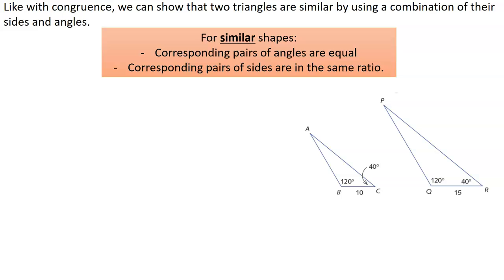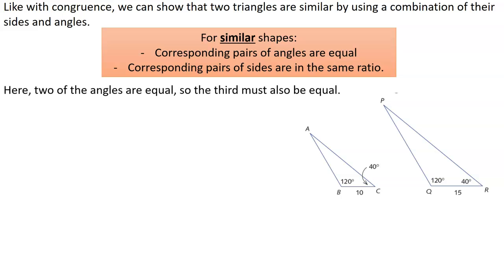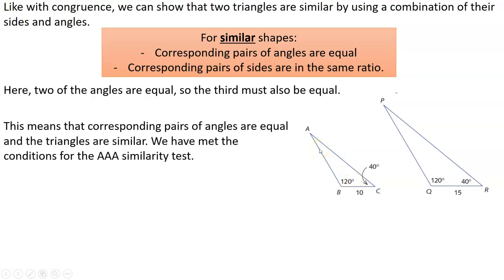Example of two similar shapes. Here, because two of the angles in the triangle are equal, I know that the third one must be equal. This means that corresponding pairs of angles are equal and the triangles are similar. They have met the conditions for the AAA similarity test.